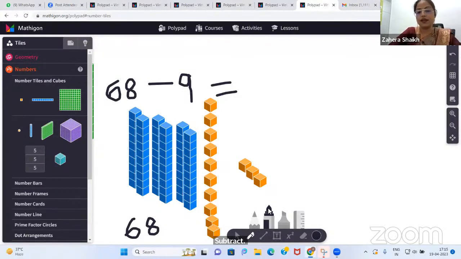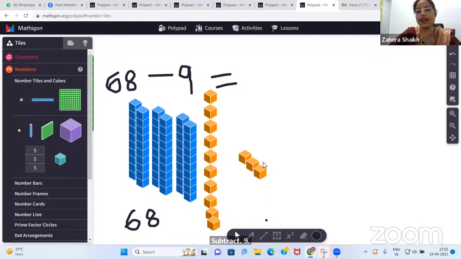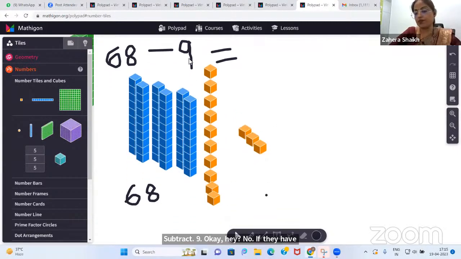Now, if they have a smaller number to subtract, it's quite easy for them to just subtract the ones from the ones and the tens from the tens. But if you have a bigger number at the ones place than in the number you are subtracting from, you have to think how you are going to do that. So first of all, again, represent 68.